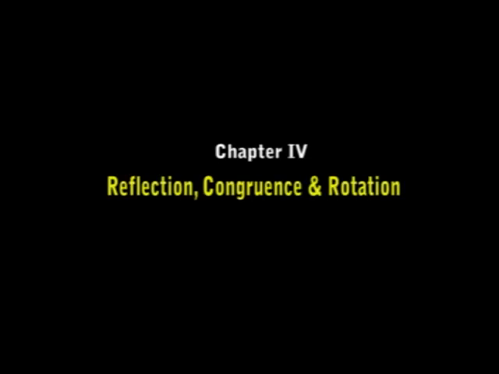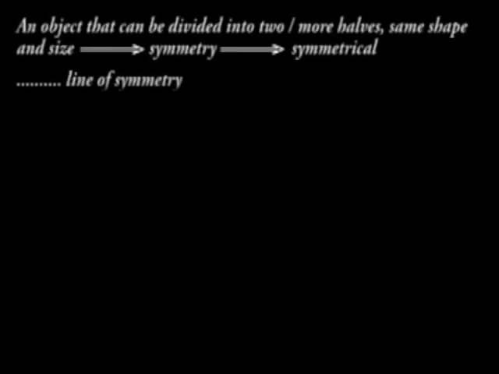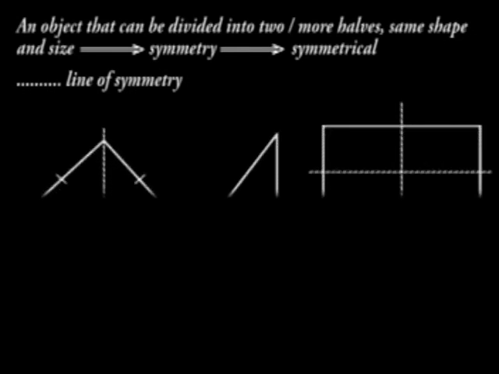Reflection, congruence, and rotation. Symmetry. An object that can be divided into two or more halves of the same shape and size is said to have symmetry, or is symmetrical. The line that divides the object into equal parts is said to be a line of symmetry. An isosceles triangle below has one line of symmetry.